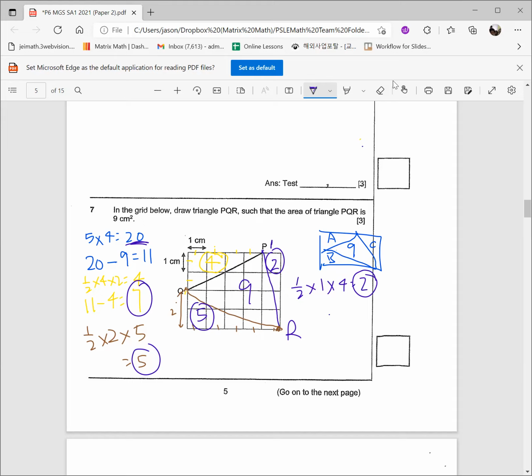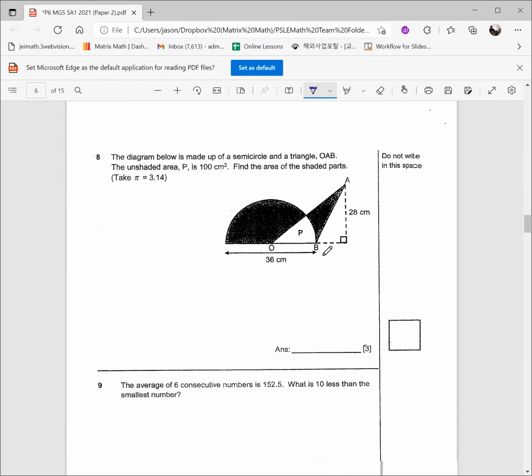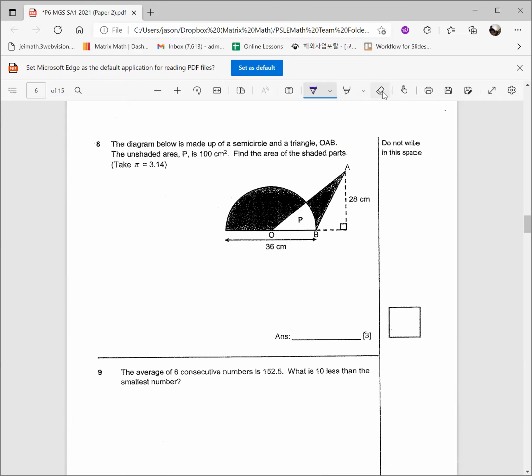Okay, let's do one more question and then we continue next week. Let's do question number 8. Anybody got answer to question 8? Okay, question 8, pay attention.